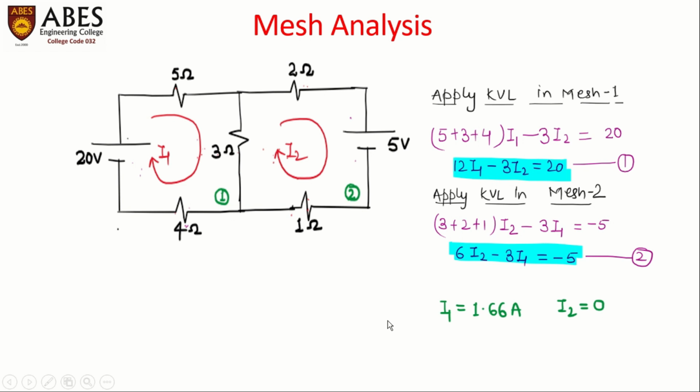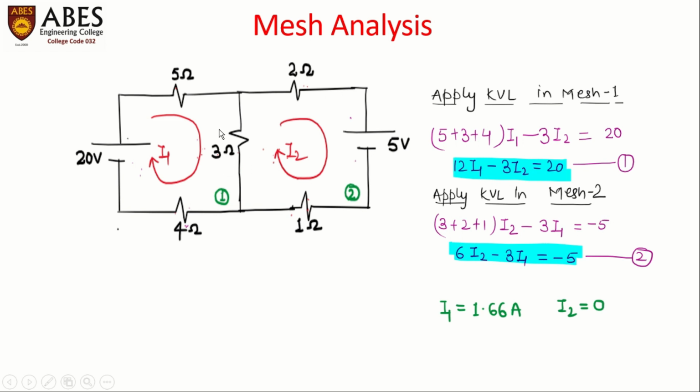Now I have solved the values of mesh currents. Now we can easily find the value of branch currents as well. If you have been asked to find the current in the 5 ohm resistance, then the 5 ohm resistance current is I1. The answer for the 5 ohm resistance is I1, which is 1.66 ampere. If you have been asked to find the current in the 3 ohm resistance, the 3 ohm resistance is associated with the currents I1 and I2.